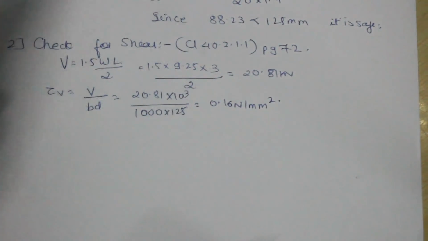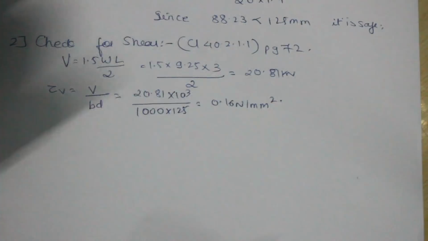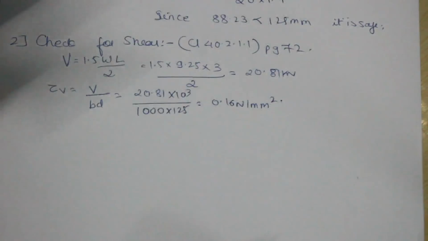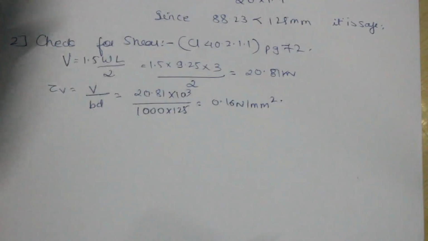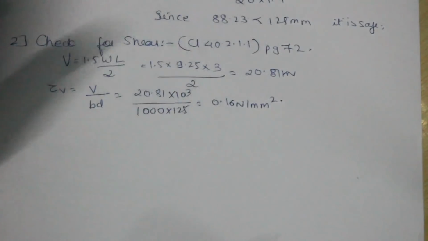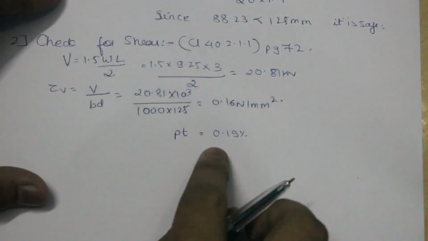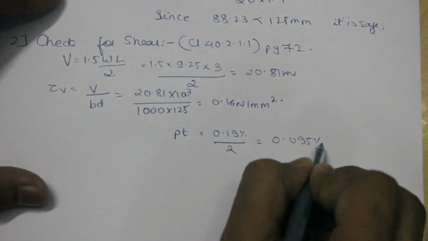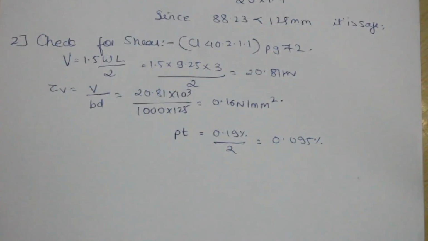Now you have to calculate the tau c value. For tau c, you will have to calculate the percentage of steel. In the earlier case, in the deflection check, we got the percentage of steel as 0.19%. That was for the central part of the slab, but at the support, your reinforcement is reduced by 50%. So you have to divide the percentage of steel by 2, which gives 0.095%. Now again we will use the table given in the IS code on page number 73. I'll show you that.